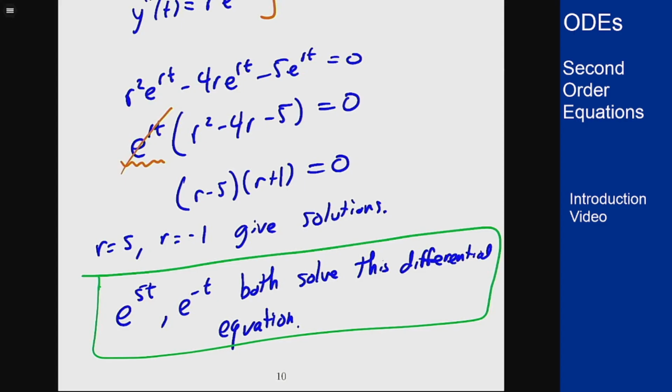We'll build up the technique around this over the next couple sections, but as of now, we can use this method to hunt for certain special solutions of these constant coefficient and homogeneous equations, and then build on them later to deal with things like initial value problems.